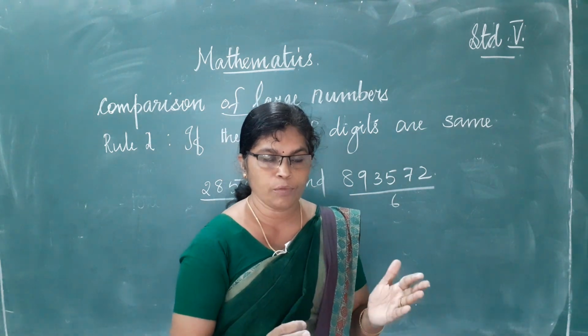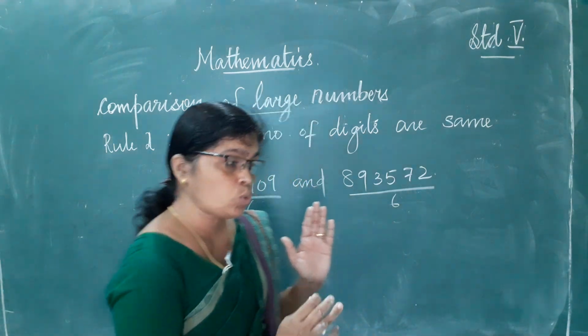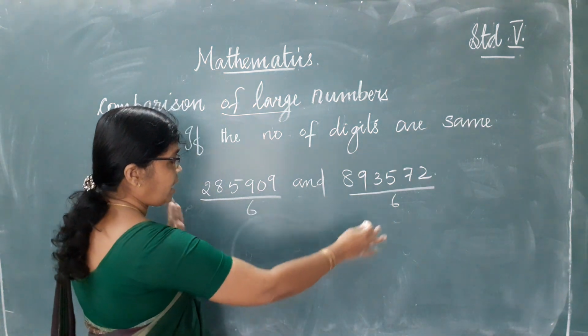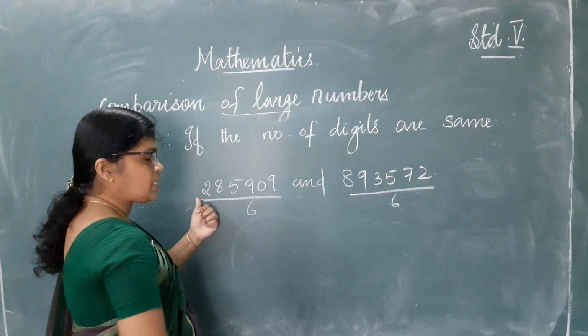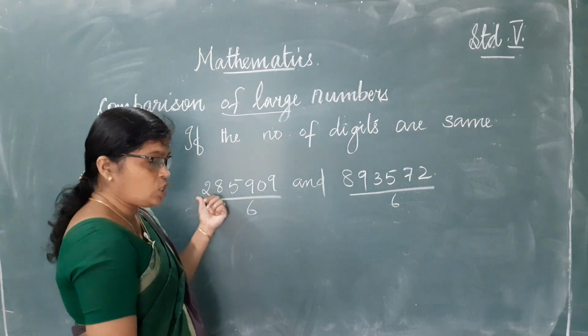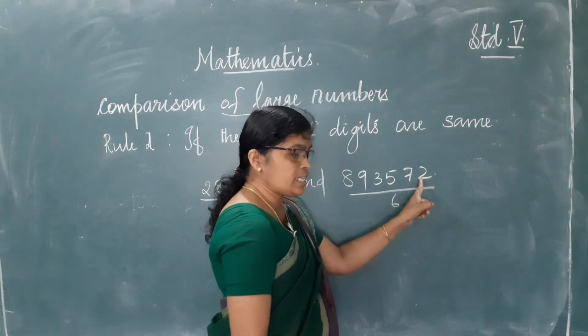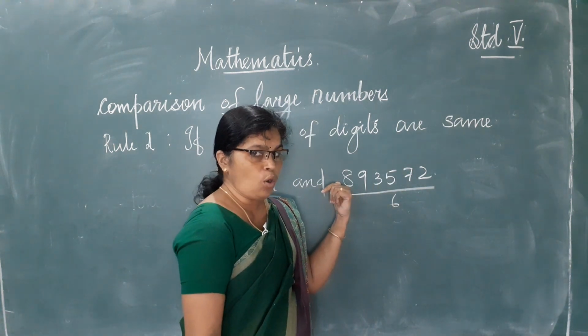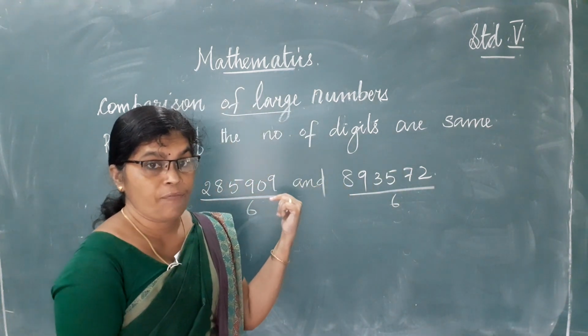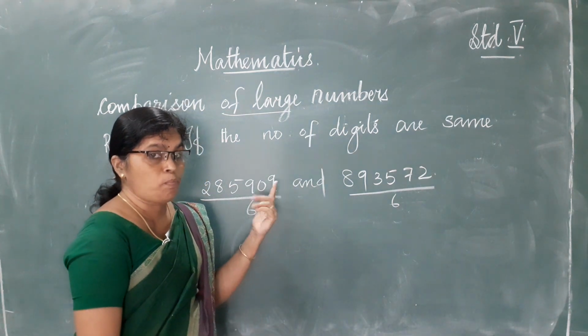For this we have to see the left extreme. So this is the right side and this is the left side. So this is the right extreme digit, and this is the left extreme digit. Now we have to compare the left extreme digits of both the numbers.